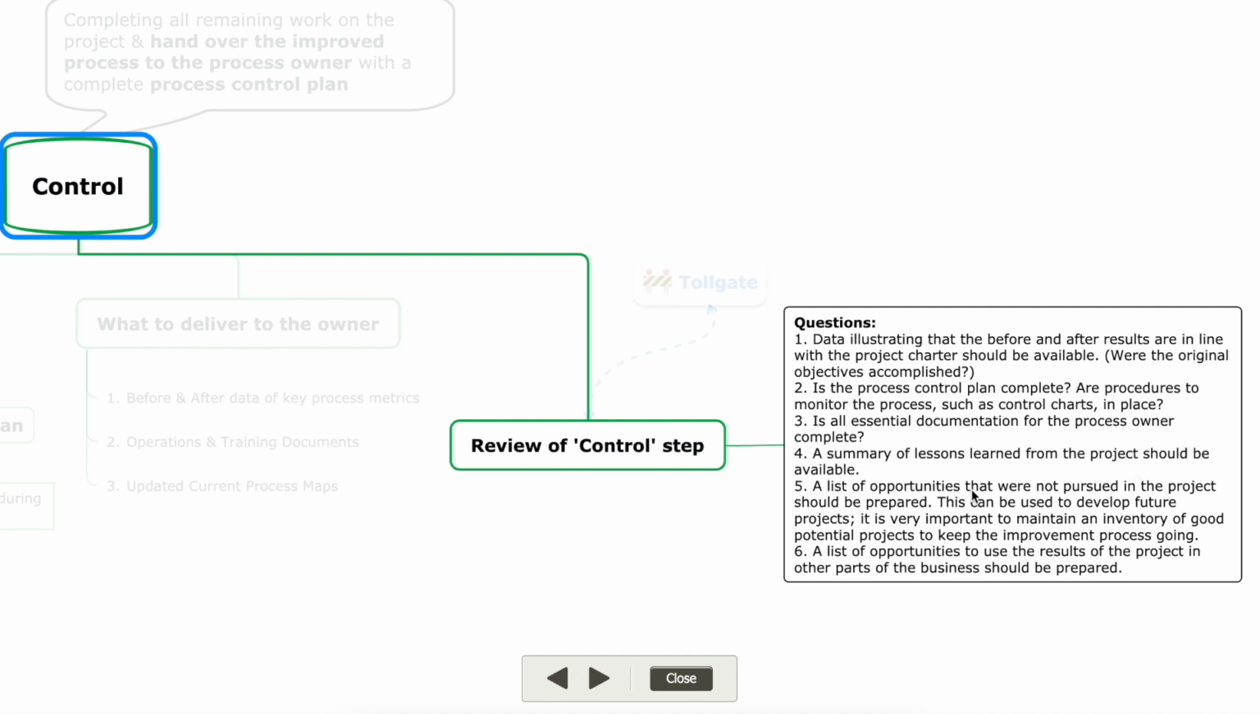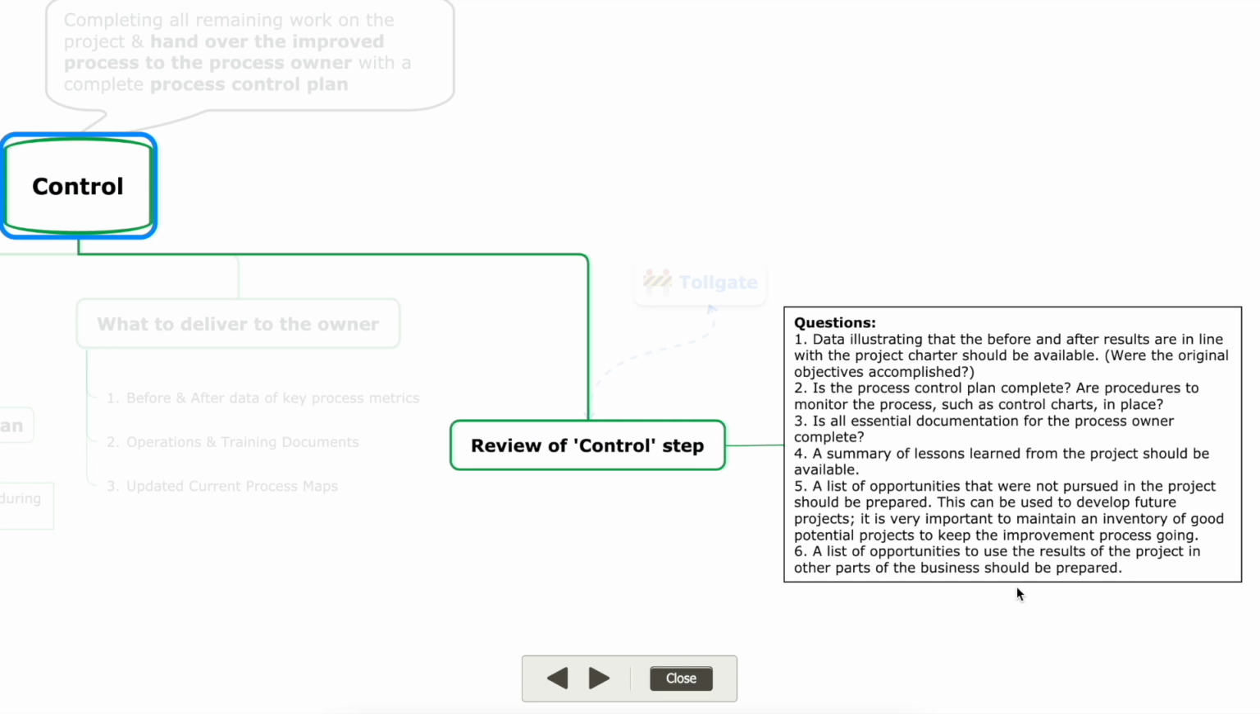A list of opportunities that were not pursued in the project should be prepared, because like in the previous step, these are the alternative approaches, and they can be useful for future development. If they are listed in the document, they can be helpful for the future. And a list of opportunities to use the result of the project in other parts of the business should also be prepared. On the basis of these questions, the performance of the control step will be evaluated.